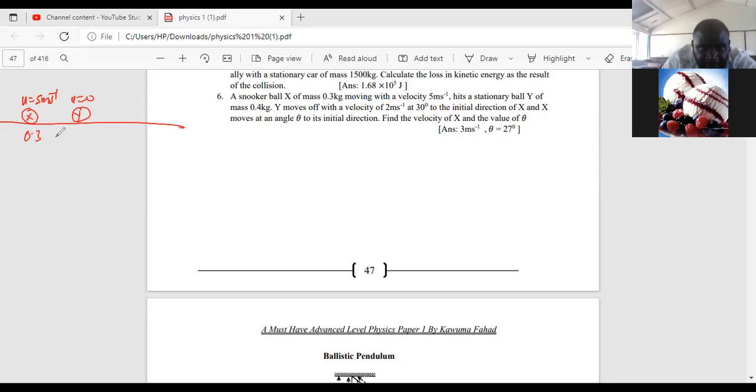This one is of 0.3, this one is of 0.4. Y moves off with a velocity of 2 meters per second in the direction of 30 degrees with the initial direction. So Y has moved in 30 degrees.